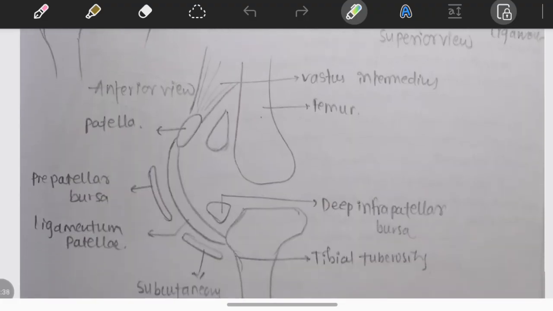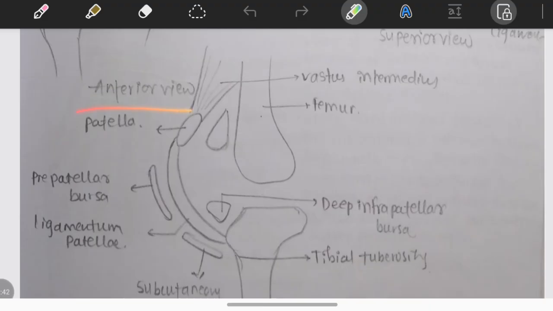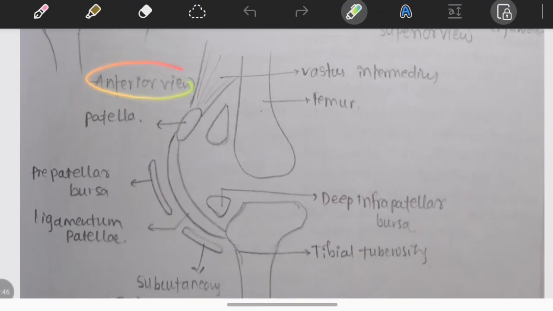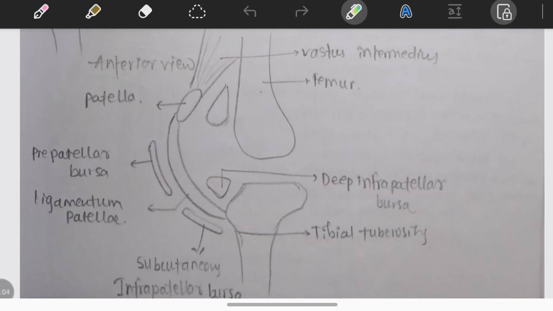Let's see this diagram showing the bursae. No, it's not the anterior view, it is the side view. It is the subcutaneous infrapatellar bursa. It is the patella, infrapatellar bursa, prepatellar bursa, and the deep infrapatellar bursa, and the tibial tuberosity. That's it.